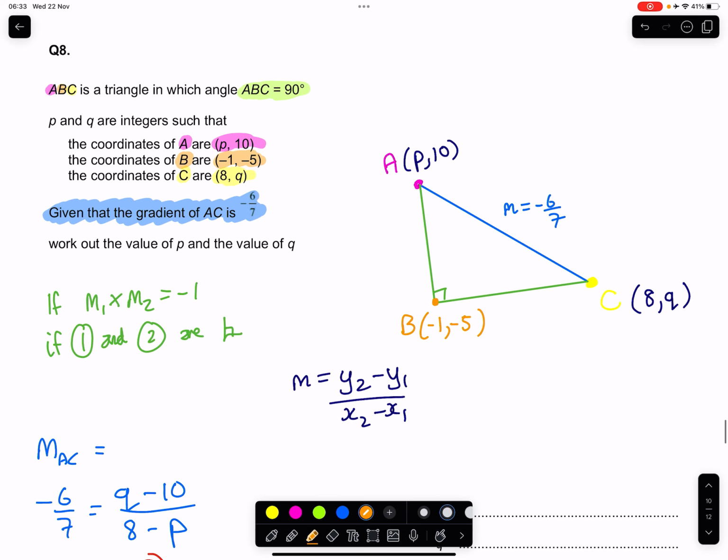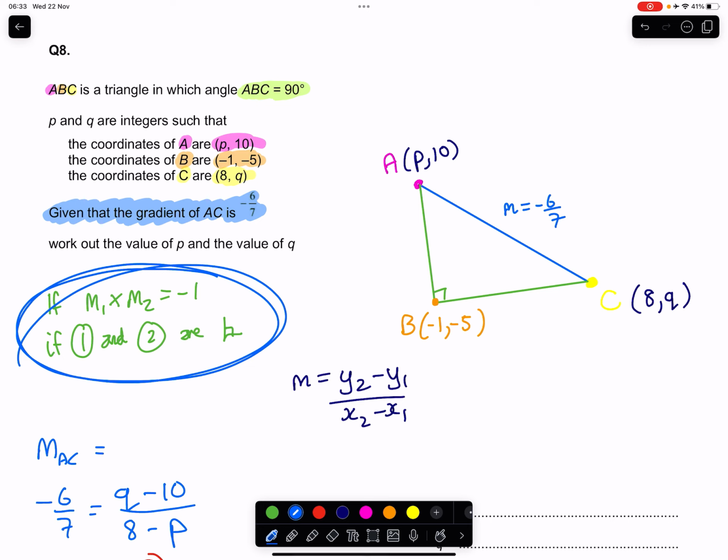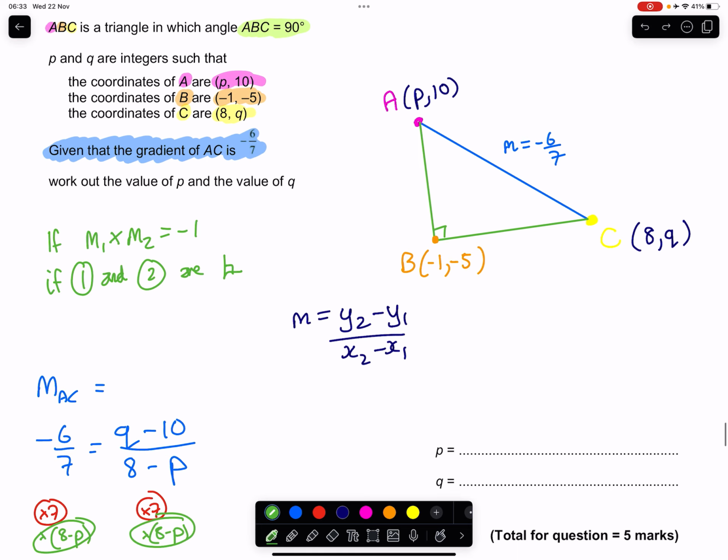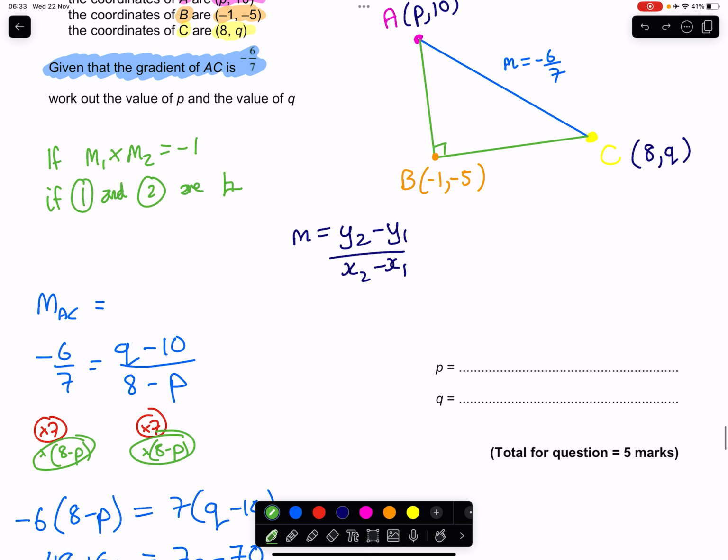We now need to use, like I said, either information to do with these gradients being perpendicular or Pythagoras, but we're definitely going to do what's in green there because it's much nicer. It does, however, involve more of this, so we just need to be careful how we set this up. So we are going to be multiplying 2 fractions together, and our answer is going to be minus 1, because that's the condition that we know: if 2 lines are perpendicular, their gradients multiply to make minus 1.